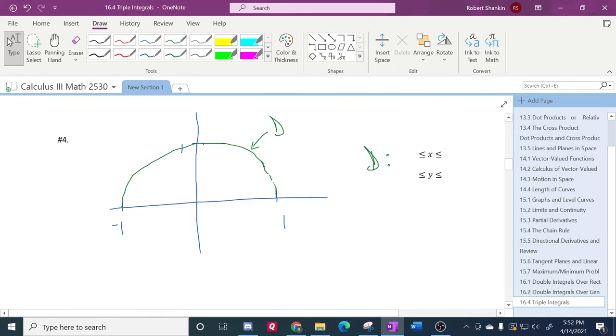And number 4, same type of thing. This is the best way I could do a semicircle. So this is a top half of a circle.